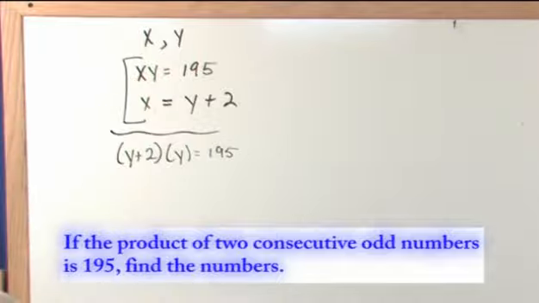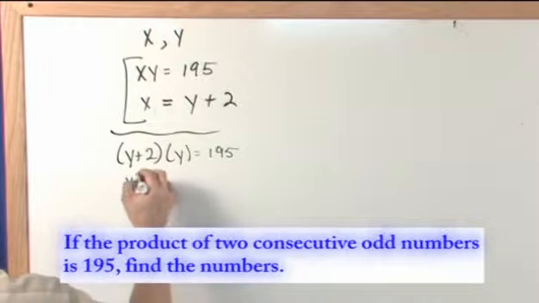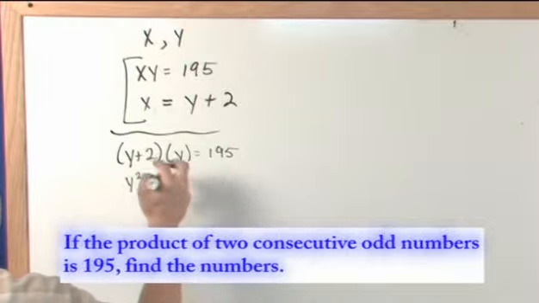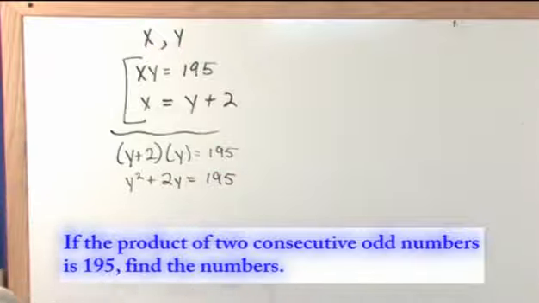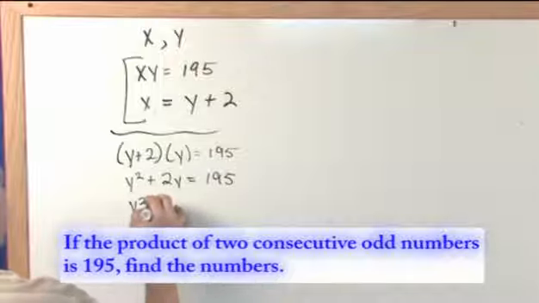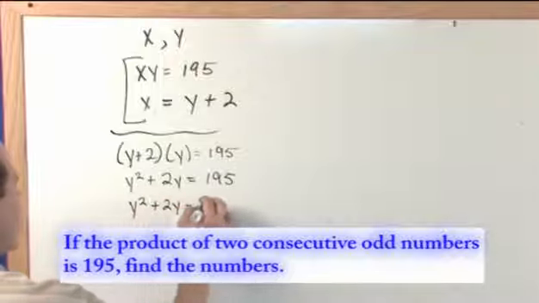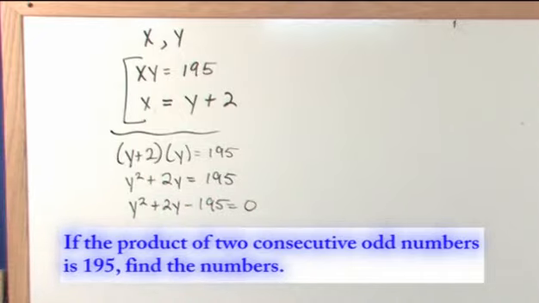Okay, now let's go ahead and multiply here. Y times y gives us y squared, plus 2 times y is 2y, is equal to 195. Now there's not much you can do here. You've got a square term and a term in terms of y, so you can't really add them or anything. So what we need to do now is move this 195 over. Y squared plus 2y minus 195 is equal to 0. Just subtract 195 from both sides.